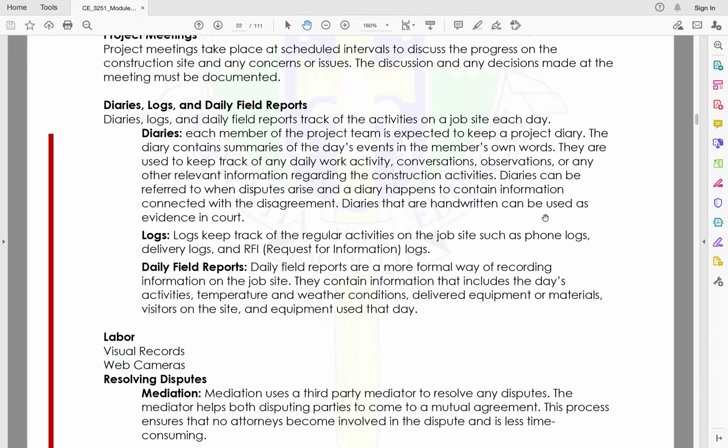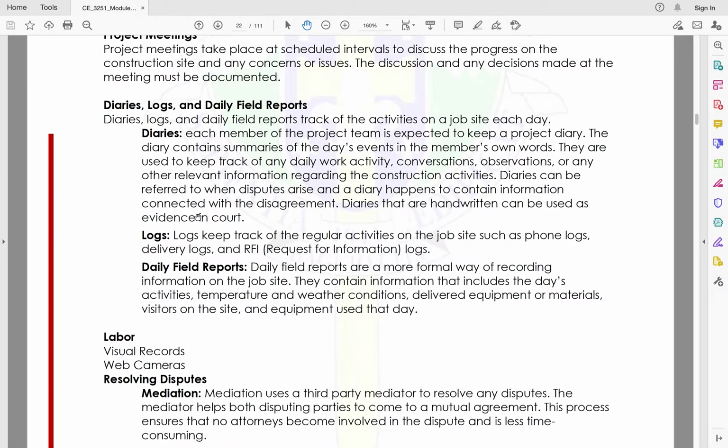Okay, so diaries, more often than not, this is your personal experience of the day at work. Okay, so ano mga nangyari, ano pinag-usapan, what actions were done, yung mga ginawa mo. So i-jot down mo yon.